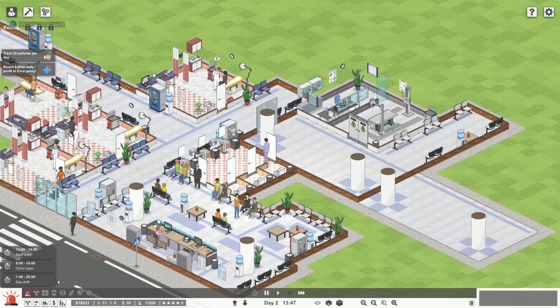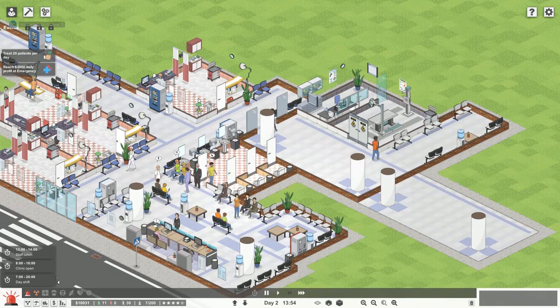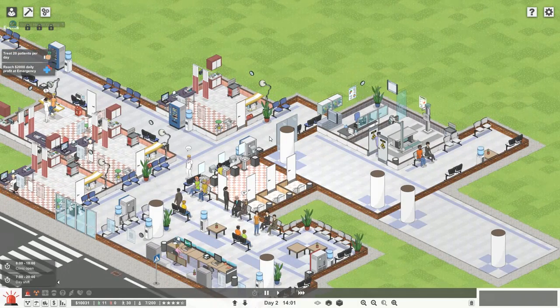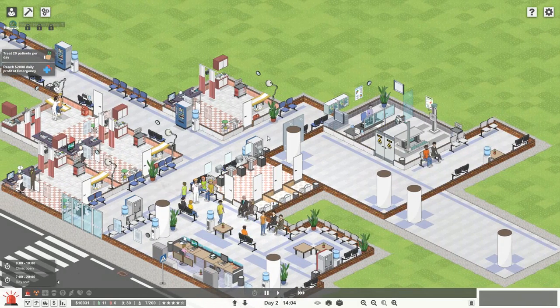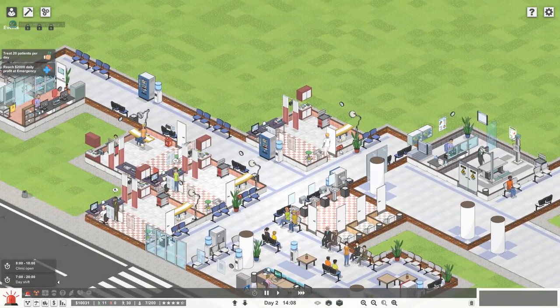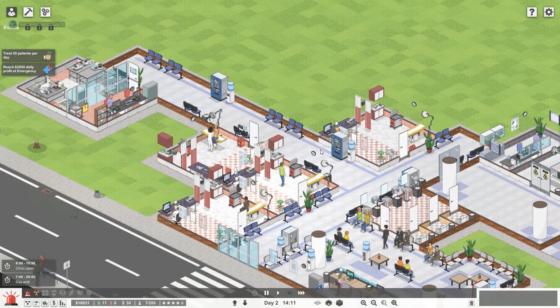Too bad you can't designate male and female or something. You can do that in Two Point Hospital, but this is not Two Point Hospital. No, this is Project Hospital.